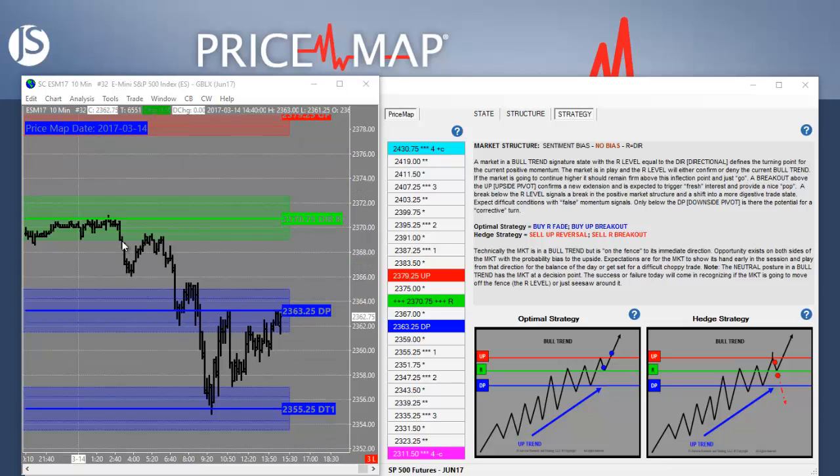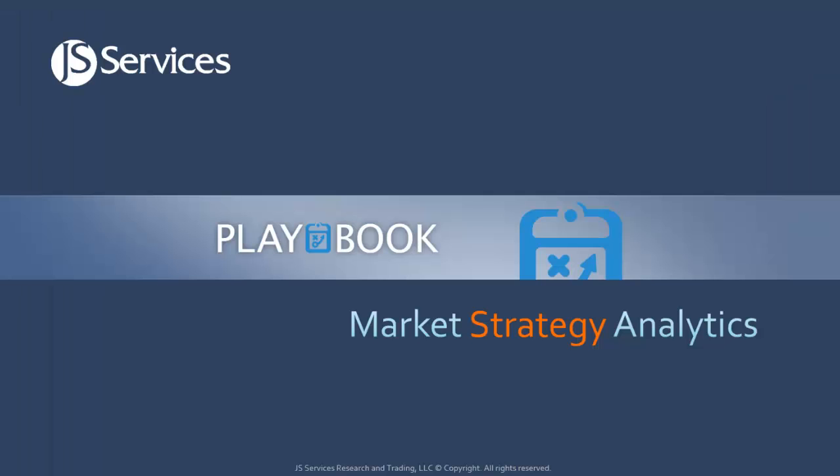Real clarity comes when we see that the market has broken structure, and we know that the conditions are changing, and we can align ourselves with the proper strategy theme and participate in a corrective move against a bull trend. JSServices Market Strategy Analytics provide the basis for a systematic trading approach that is unified across all markets and asset classes by offering a strategy playbook that identifies the ideal scenarios or themes that are more likely to occur in a trade period.